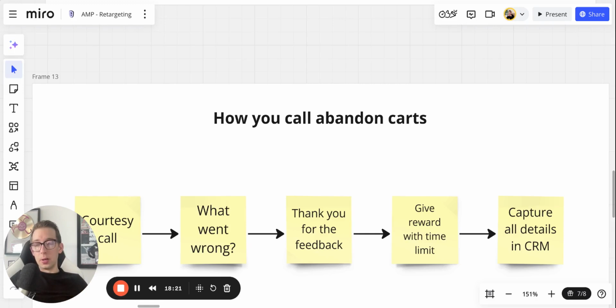So you just set up an alert when someone abandons the cart. When that happens, you want to call them within the first 5 minutes. The pickup rate is going to be higher, and the positive response rate is 85% if you call in the first 5 minutes.